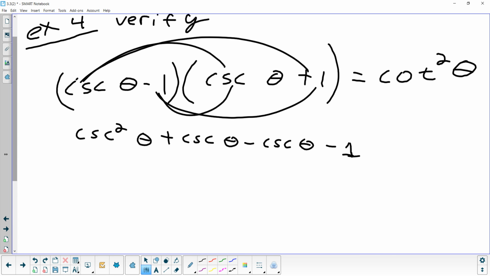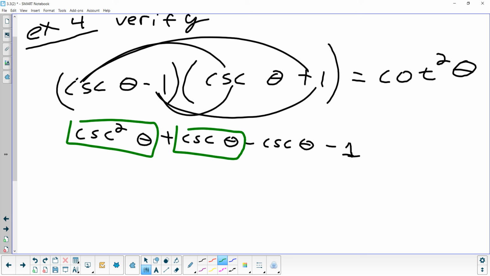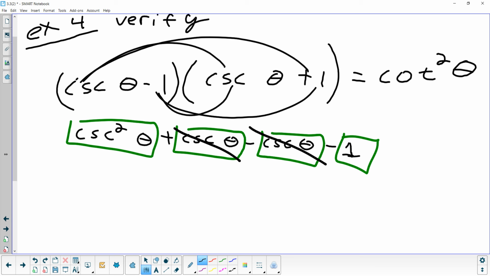Now, there are 4 terms here. These are my terms: 1, 2, 3, 4. Those are all separated by addition and subtraction signs. Are there any terms there that cancel each other out? Pete? Cosecant and negative cosecant. Right. When you have terms that are opposites, that's like doing a +6 and a -6. It comes out to 0. So term 2 and term 3 disappear completely.